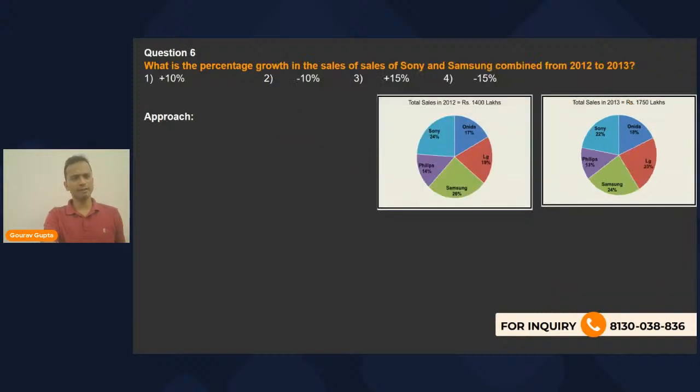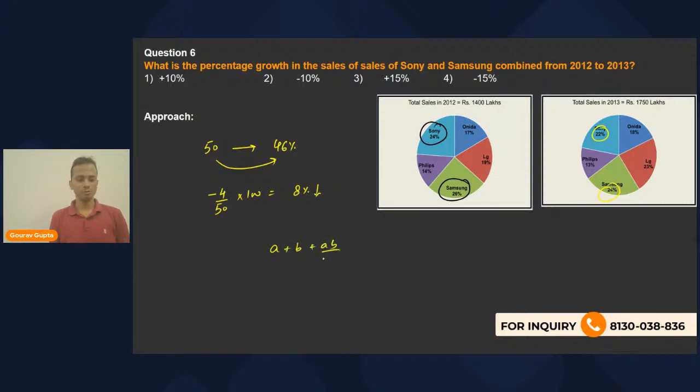Question number 5 we have already covered. Question number 6. What is the percentage growth in the sales of Sony and Samsung combined? So Sony and Samsung in the first year, the percentage breakup is 50% and it has become 22 plus 24, that is 46%. So what is the percentage change in the percentage breakup? So it has fallen by 4 over the value of 50 into 100. That means there is a drop of 8%.